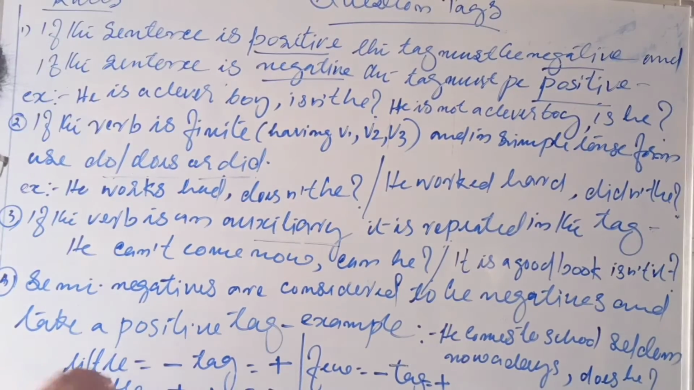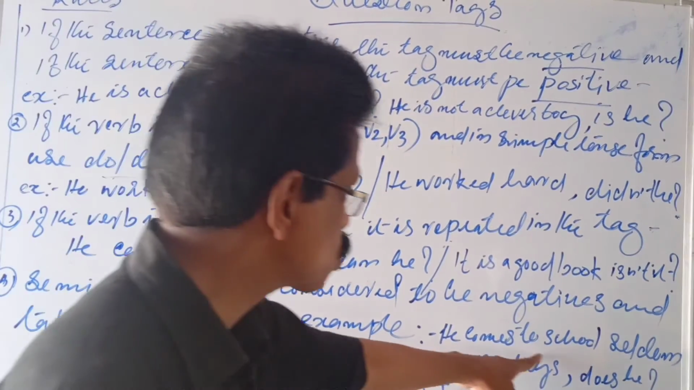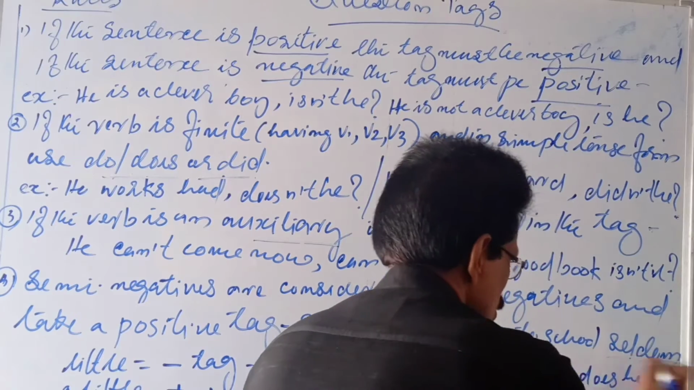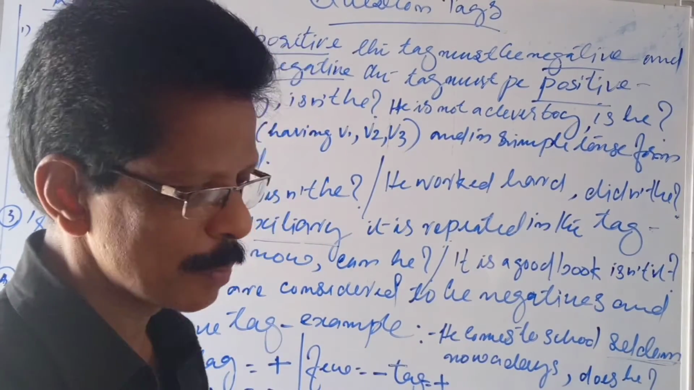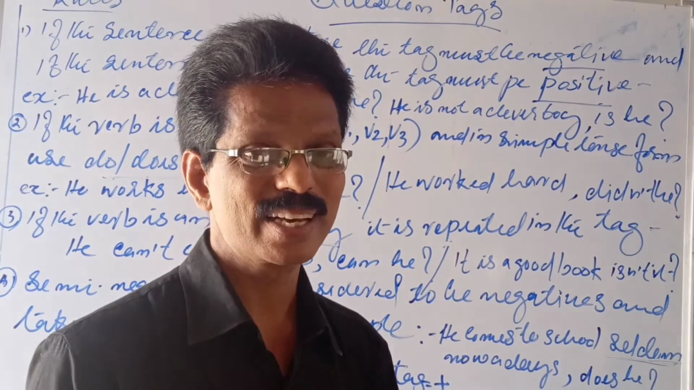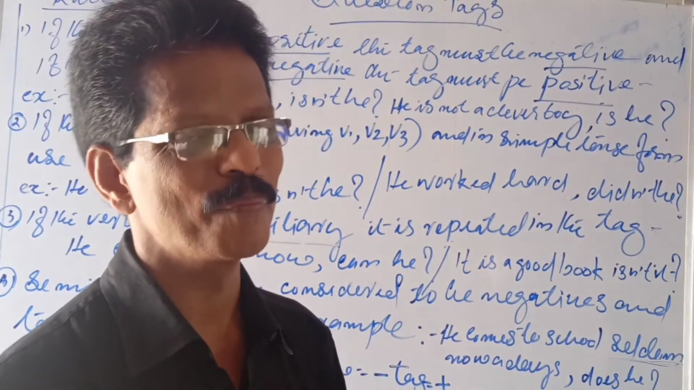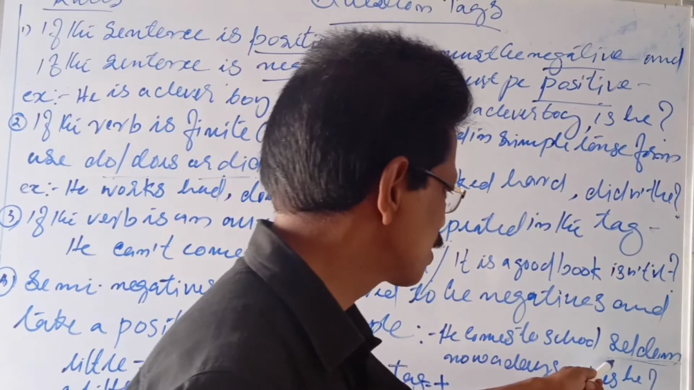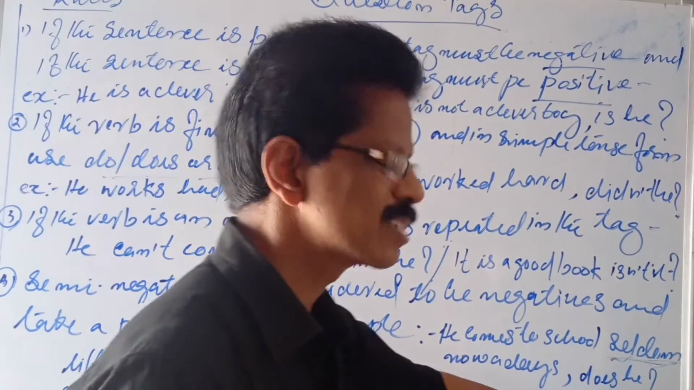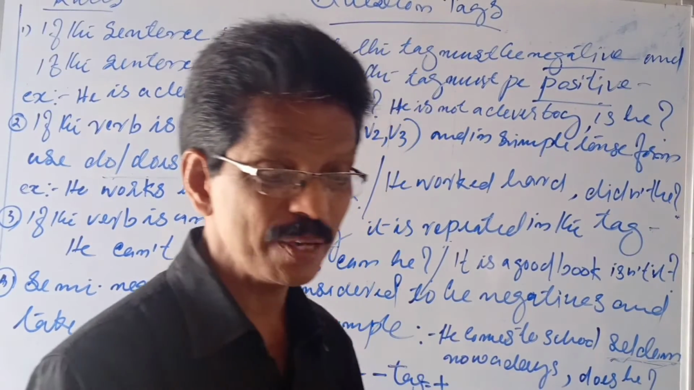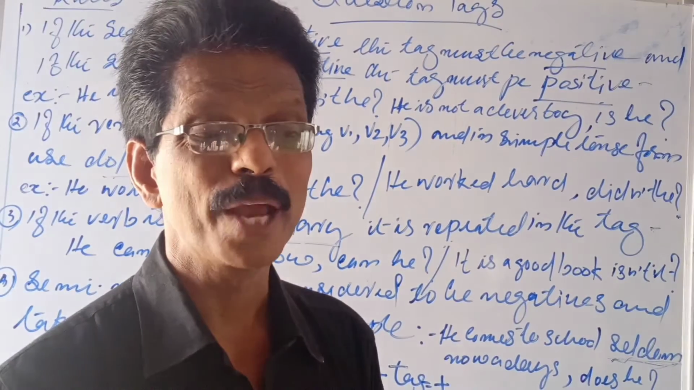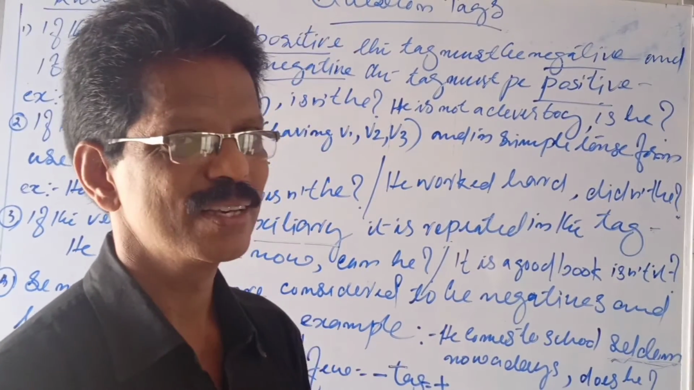For example, he comes to school seldom nowadays. Seldom means rarely. Nowadays, he does not come to school regularly. He comes only seldom. Scarcely, rarely, seldom. So, seldom is a semi-negative and takes a positive tag. Does he? So, semi-negatives are treated as negatives and they take a positive tag.